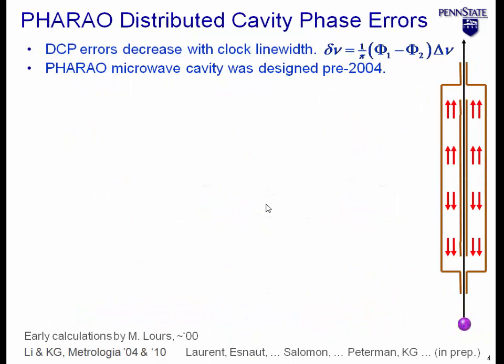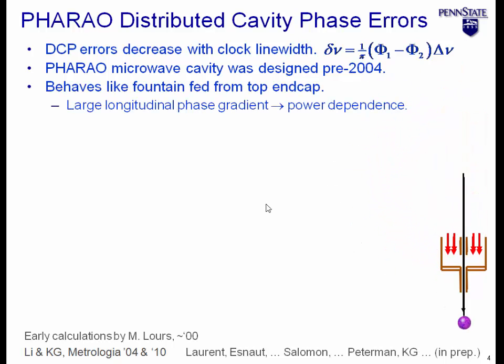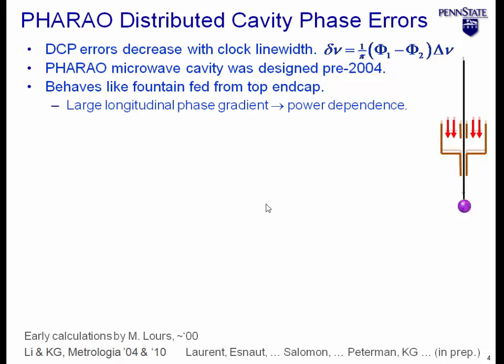So here's a model of PHARAO, and one way to think about PHARAO is that, so again, it was designed before 2004 when we really began to understand a lot more about the microwave fields in the cavities. Feed comes in here and goes out to either end. So there's net power traveling towards each interaction zone. If you think about that as a fountain, what would it look like? What it looks like is a fountain cavity that's fed from the top end cap.